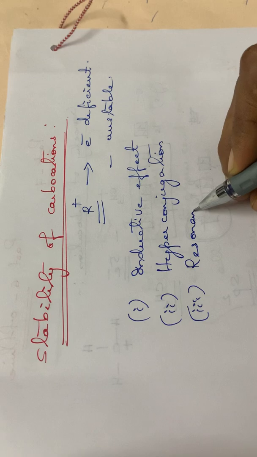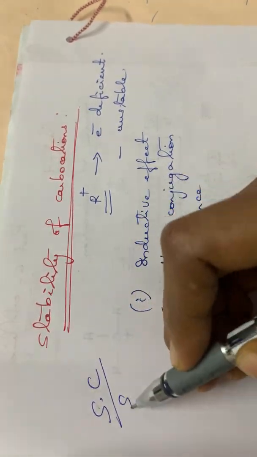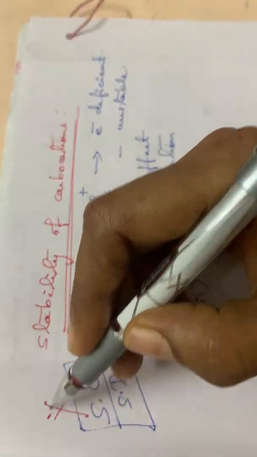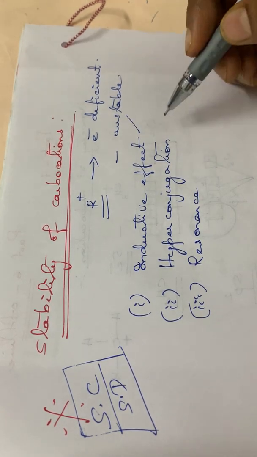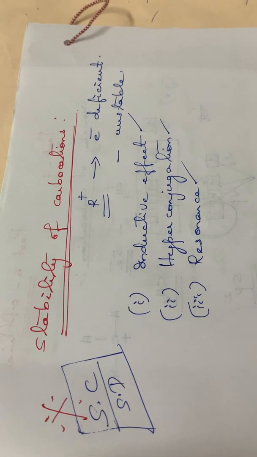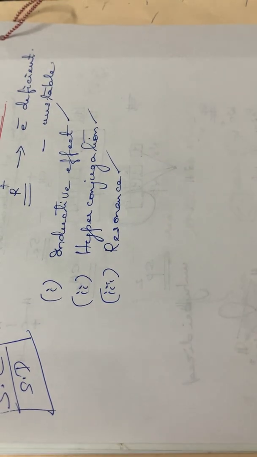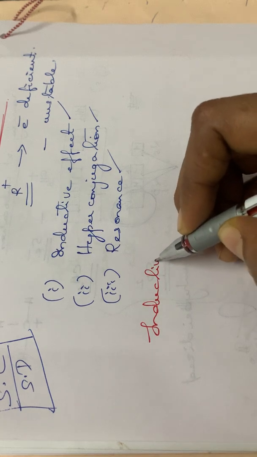All these are very important. They might be asked in your section C or section D. Please don't skip. It is a sure question for your examination. So the stability of carbocations can be explained in terms of inductive effect, hyperconjugation, or resonance. We can go through them one by one. First we can see the stability of carbocations in terms of inductive effect.